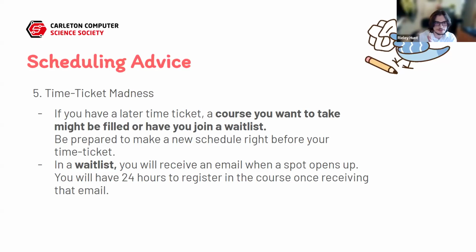And if you have a late one, there's a chance that you might be on a wait list, especially for a course that you really want to take. That's okay, but you should always be prepared to have some sort of alternative schedule in case that happens. And when you're on a wait list, you'll receive an email if there's enough room, and then you'll have 24 hours to register once you receive that email. So definitely check your email a lot during the registration process.